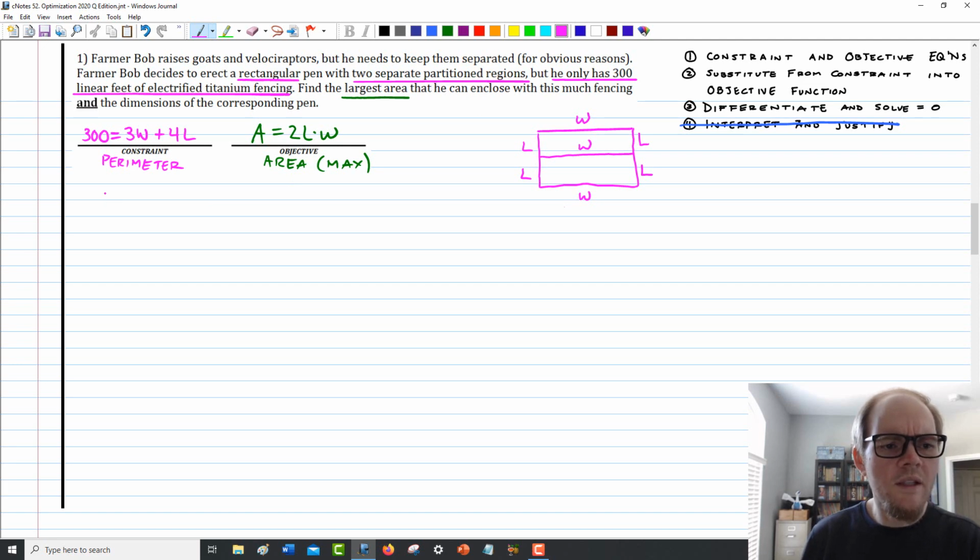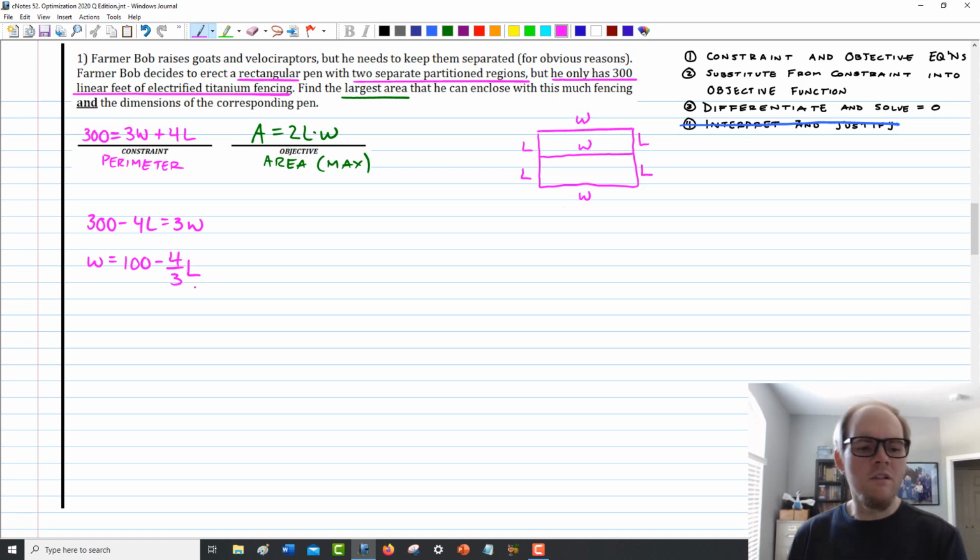So this one's not going to be quite as clean as it has been in other cases, but we need to solve for one variable, and I'm going to go ahead and take the L over to the other side. I just can't reach for the other one because I'm trying to save time. So in here we have 300 minus 4L equals 3W. I'm going to go ahead and divide both sides by 3. We'll get that W is equal to 100 minus 4/3 L.